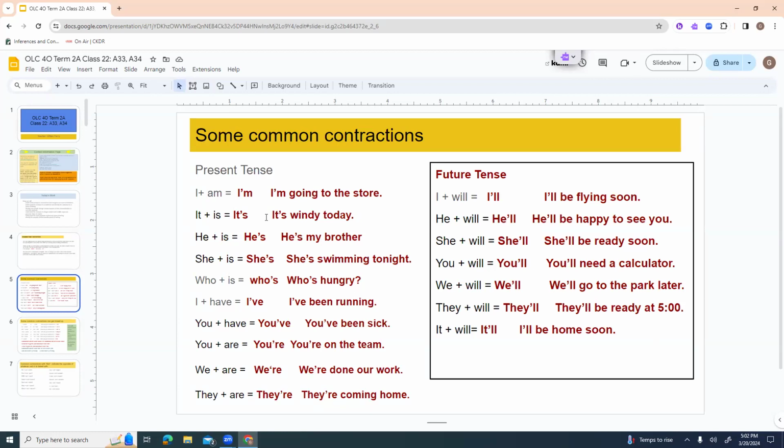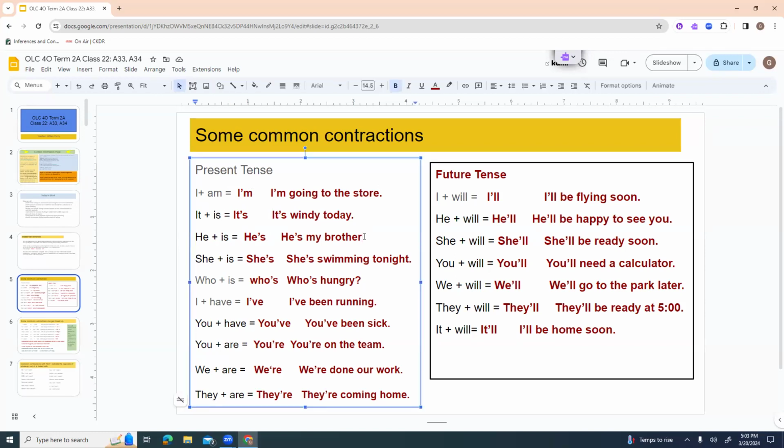So these ones are present tense. They're talking about things that are happening right now, like I and am equals I'm going to the store. It plus is equals it's windy today. He plus is, he's my brother. She plus is, she's swimming tonight. You can see it looks like an S, but ends up sounding like a Z for some reason. I don't know why. Who plus is, who's hungry.